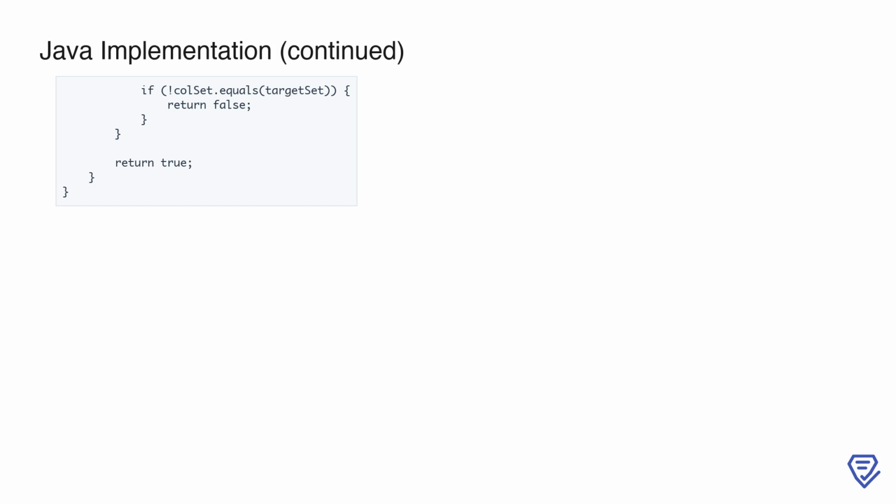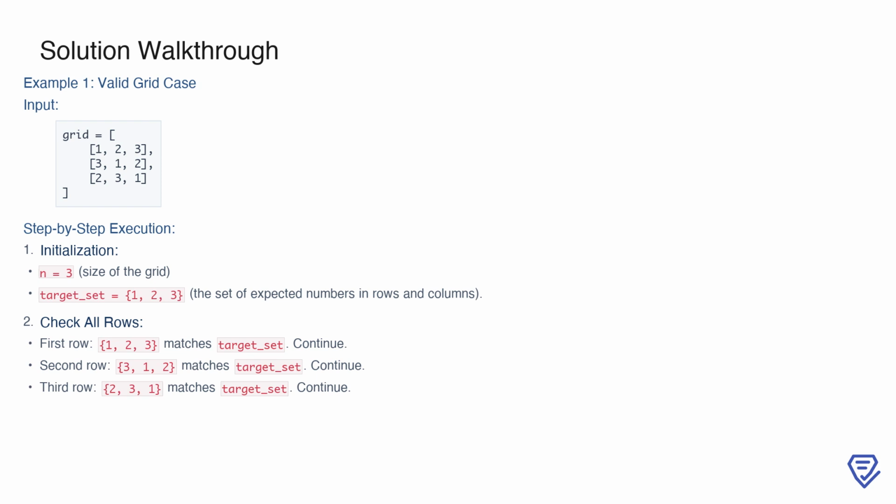If no mismatches are found across both rows and columns, the method concludes by returning true, indicating that the grid satisfies the required condition. Here, we have a grid of size 3 by 3 as the input. The goal is to check whether every row and column contains all numbers from 1 to 3. First, we initialize two key variables, n, which is the size of the grid, and target_set, which holds the set of expected numbers, 1, 2, 3.